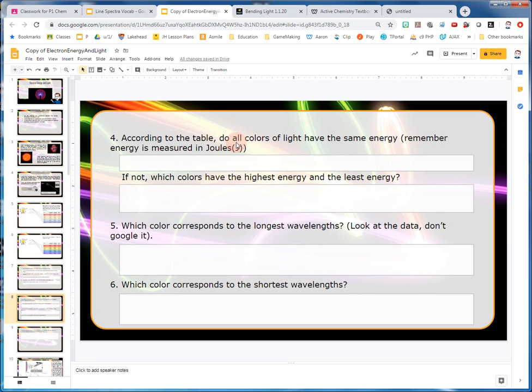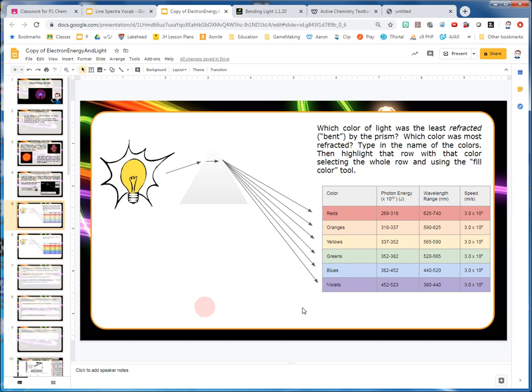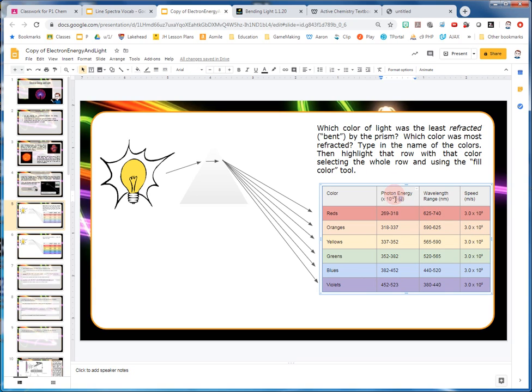According to the table, do all colors of light have the same energy? Remember, energy is measured in joules, so if you are confused as to which one of these is energy, you can look for the units. Joules. This is in joules, it must be energy. Do they all have the same energy? Well, a quick glance will tell you that no, they do not.